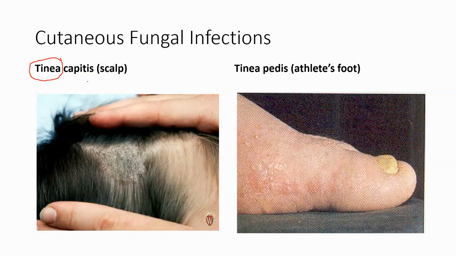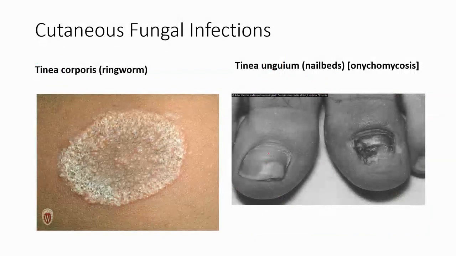So tinea capitis is a fungal infection on the scalp. Tinea pedis is a fungal infection on the feet. And you know this is athlete's foot. And you can see the fungal infection, which tends to be these raised kind of vesicles and dry, flaky kind of skin that goes with it.